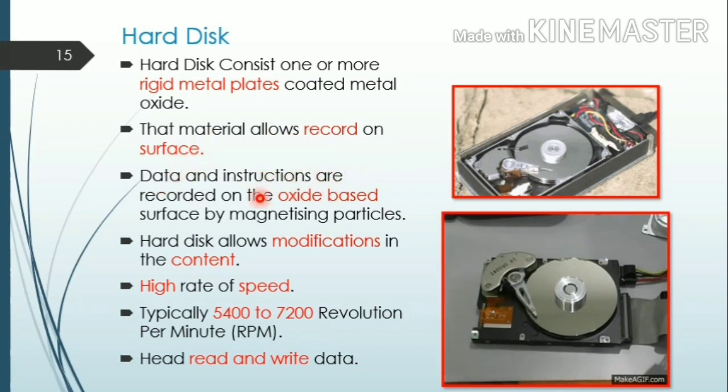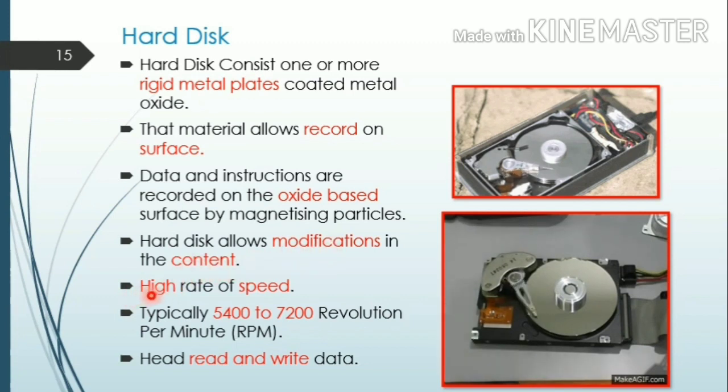Data and instructions are recorded on the oxide-based surface as magnetized particles. Whatever data the head stores is in oxide-based magnetized particles, and that is also in zeros and ones only. Now the hard disk allows modification of the content. The best thing about secondary storage is that we can change data as per our choice. Content can be modified at any time.